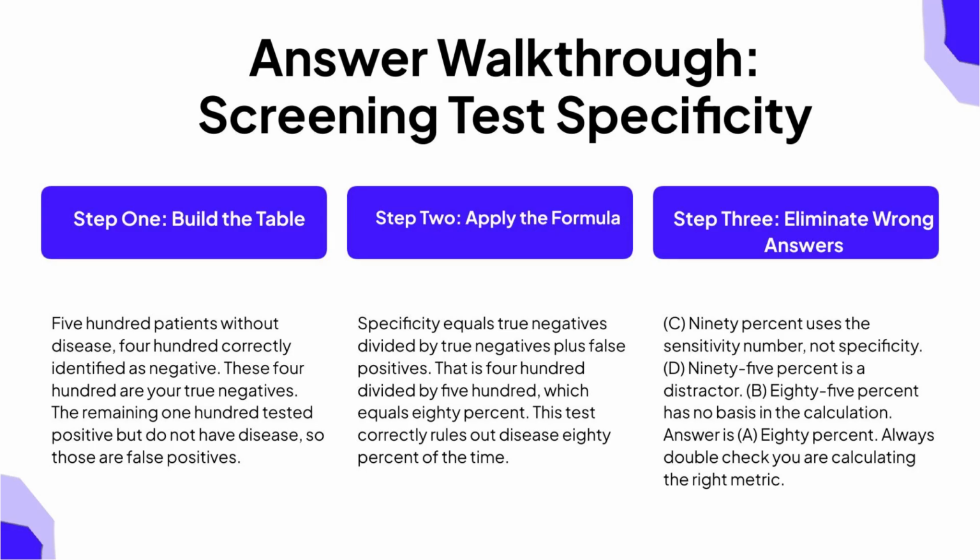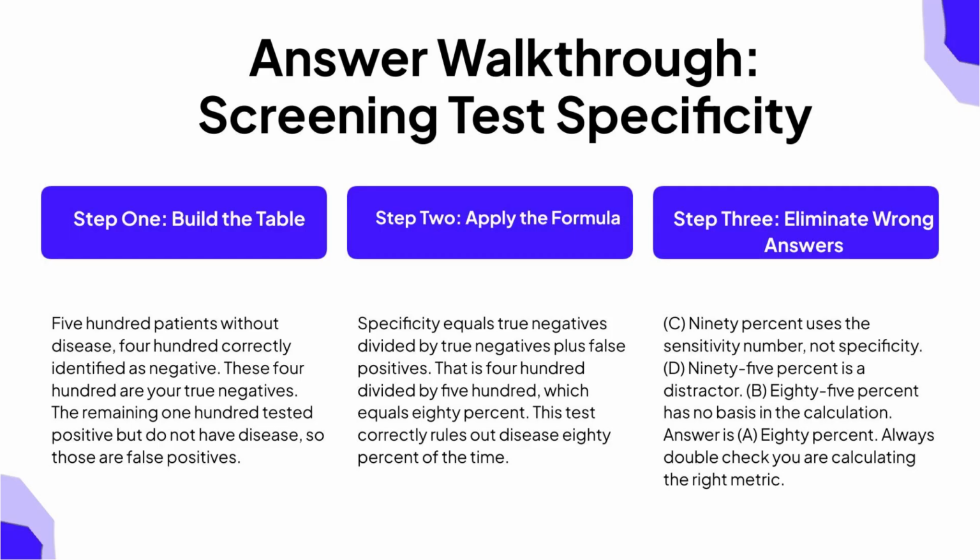Step 2. Apply the formula. Specificity equals true negatives divided by true negatives plus false positives. That is 400 divided by 500, which equals 80% or 0.8. Step 3, eliminate wrong answers.